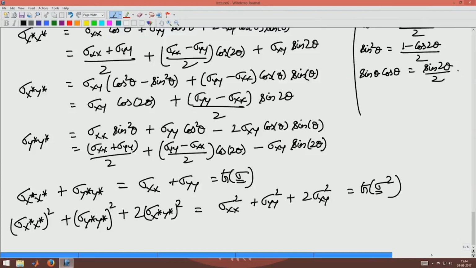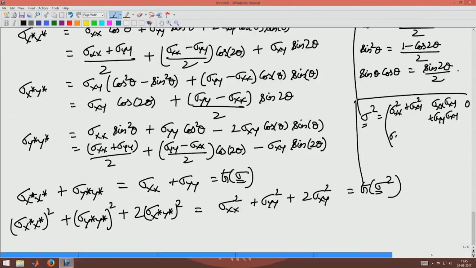Okay. Now, trace of sigma square is nothing but sigma square for the assumed matrix. You can compute this and see sigma xx square plus sigma xy square, sigma xx into sigma xy plus sigma yy into sigma xy, 0, sigma xy into sigma xx plus sigma yy, sigma yy square plus sigma xy square, 0, 0, 0, 0. Okay. So, trace of this would be what I have given here.